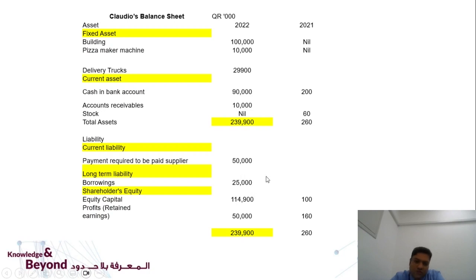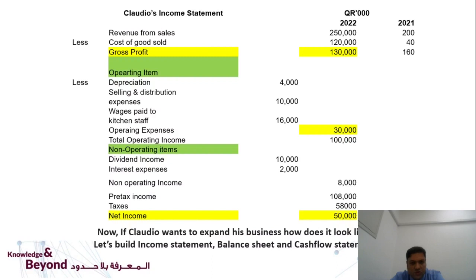So the balance sheet focuses on summarizing the financial position of the company. So let's go to the income statement.